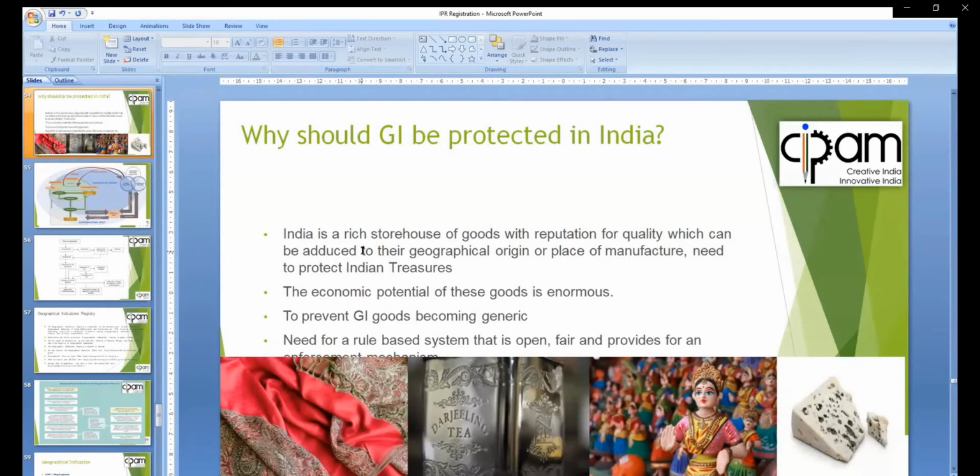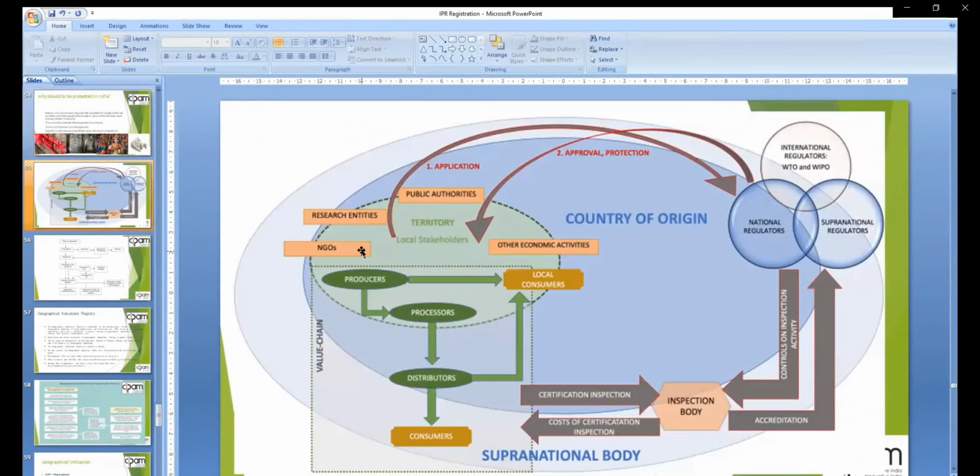From Kashmir to Kanyakumari, there is lots of diversity, but still we are united. So this is the speciality of Indians. We have to respect each other's cultures, each other's rights, and we have to protect them. So we have to recognize them. So this is the way. Who can do this? A research entity, NGO, public authorities, other economic activities.